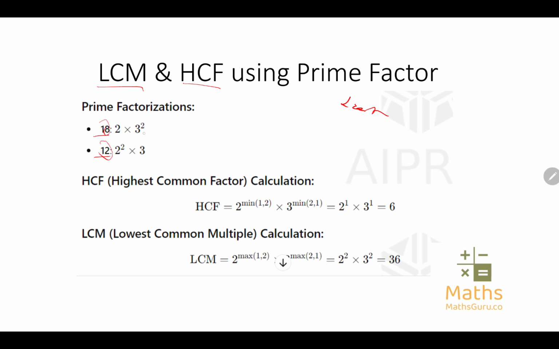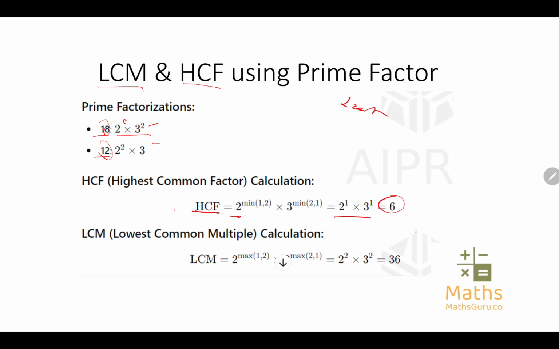So if we find the prime factors, 18 would be 2 into 3 to the power 2, and 12 would be 2 to the power 2 into 3, right? So for HCF, we have to find the highest common factor. Here there are only two factors, 2 and 3. So we will pick the minimum power of each. For 2, it's 1 and 2, and for 3, the minimum of 2 and 1, right? So to find the HCF, we take the minimum powers. So it's 2 into 3, so 6, right?